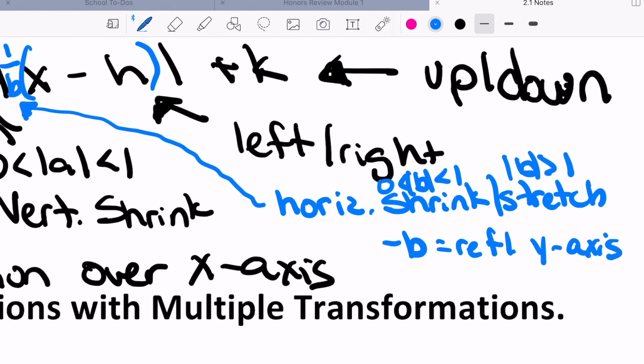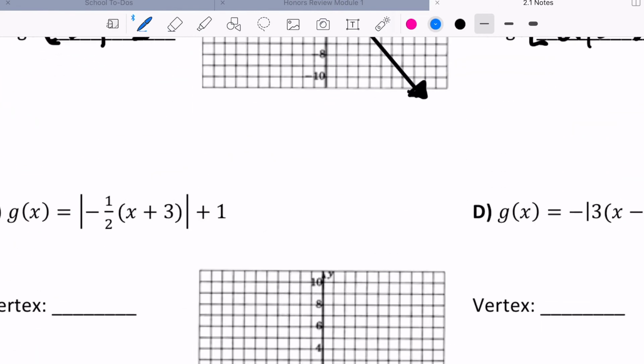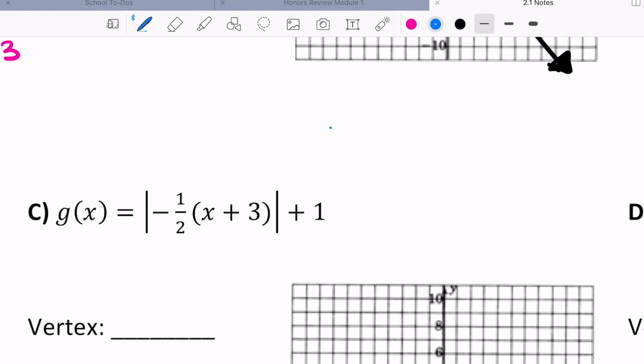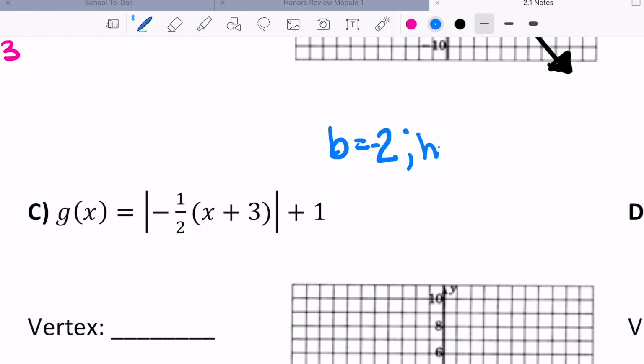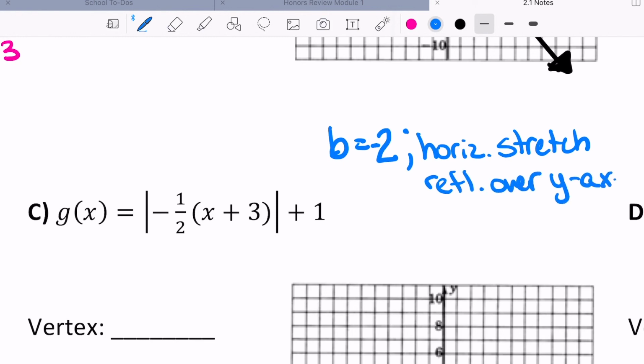Okay, and we're not going to go too much into it. I'm just listing your b values so that you can list the transformations for c. For example, our b value is listed as negative 1/2. We use the reciprocal of b, so b is actually negative 2, okay, which means that we have a horizontal stretch and we have a reflection over the y-axis.